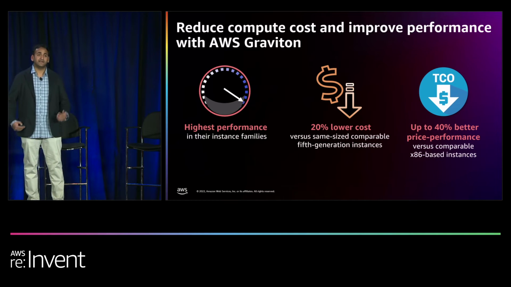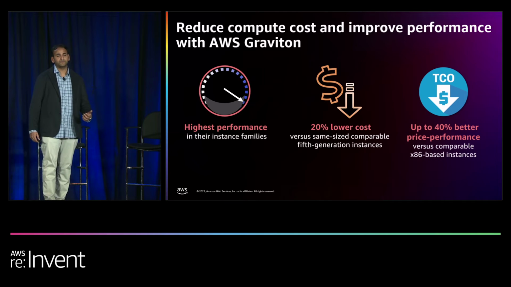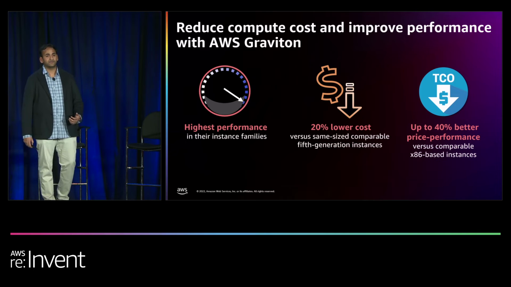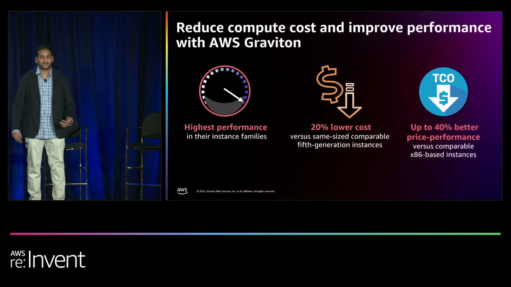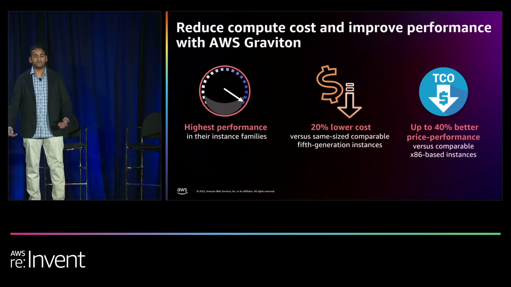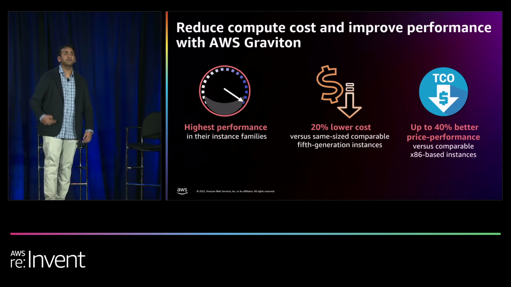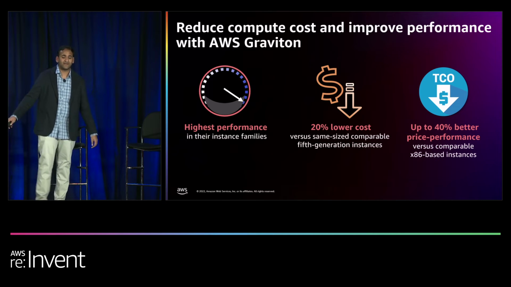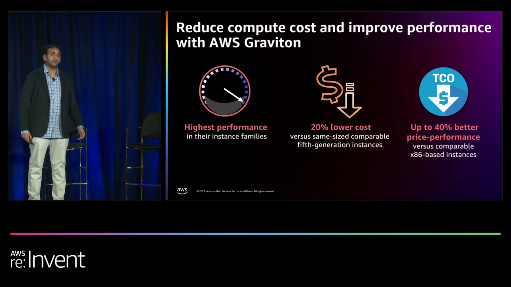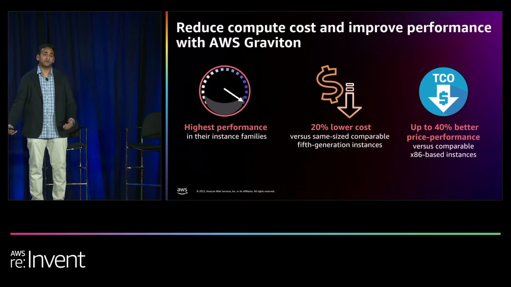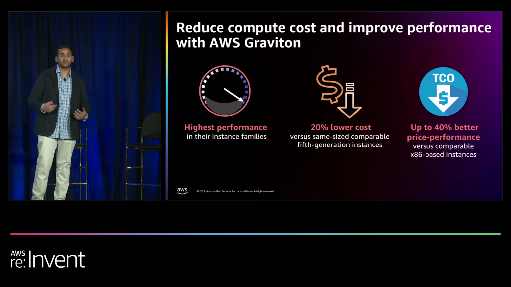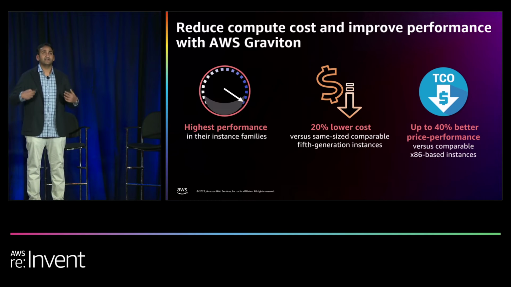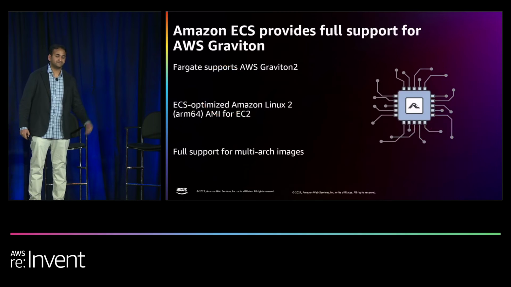So first, AWS Graviton is AWS's own custom silicon that we introduced multiple years back. AWS Graviton today provides the highest performance in an instance family, 20% lower cost compared to same-sized instances in the same family, and up to 40% higher cost performance. What that means is you can run applications more efficiently at a lower cost.